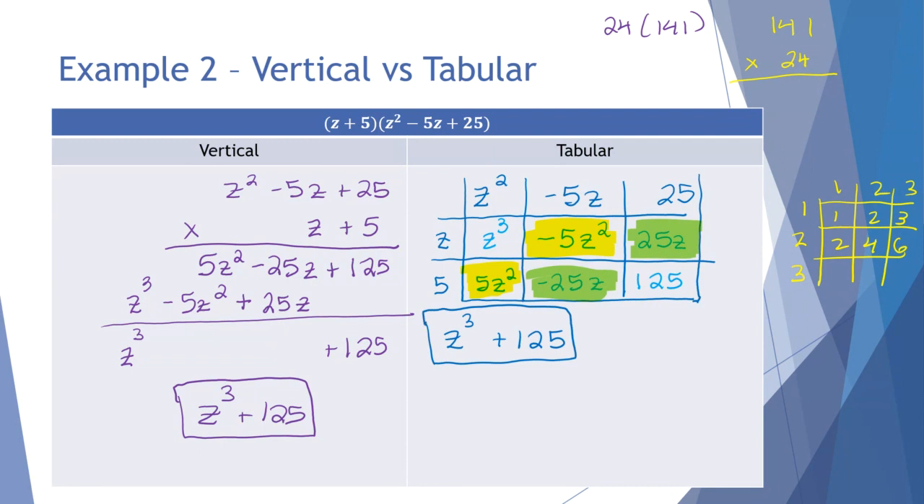So I like this method because it takes up less room. It's easy to check for mistakes. And it's just a lot more organized. So that's the tabular method versus the vertical method. You get the same answer either way. It's all about which method works for you.